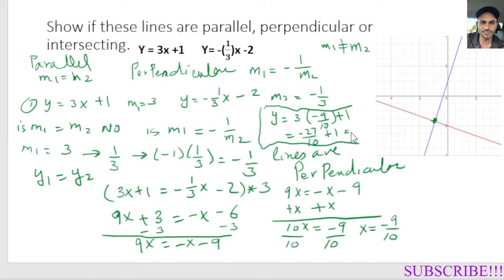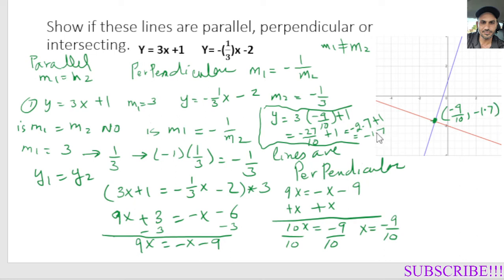And then we simplify this. Negative 27 over 10 is negative 2.7, plus 1. So you're left with negative 1.7. So this is the point right here. Your x value is negative 9 over 10, comma, y value is negative 1.7 right here.